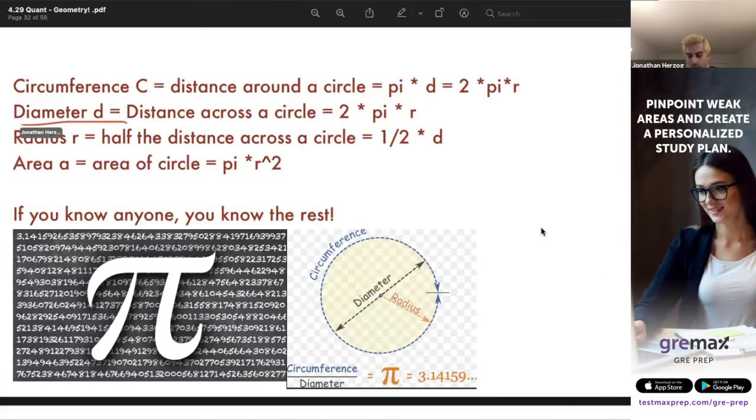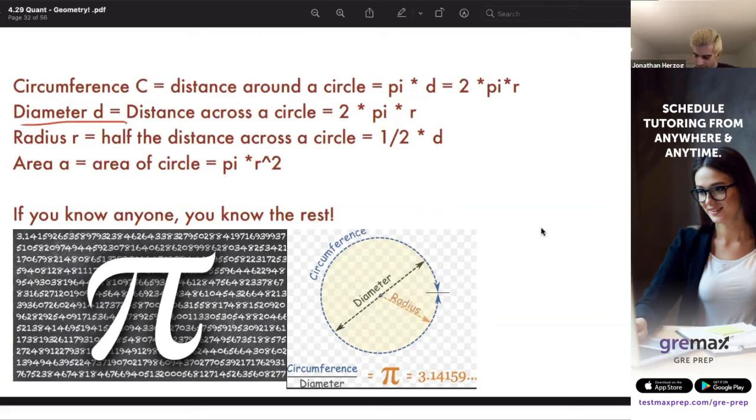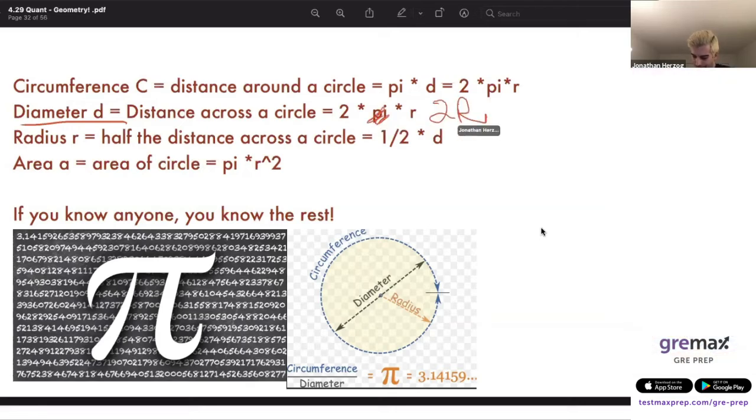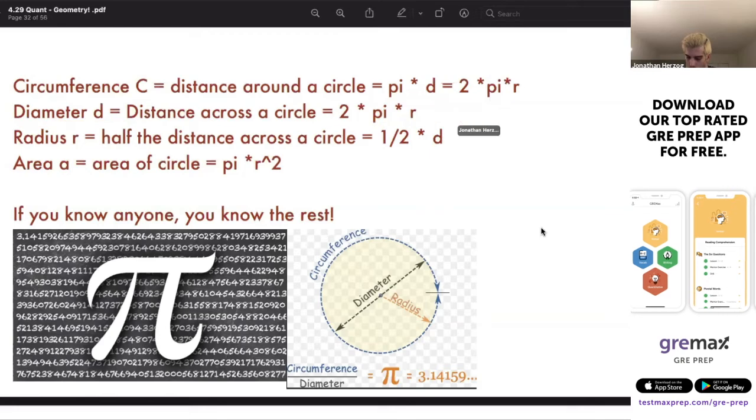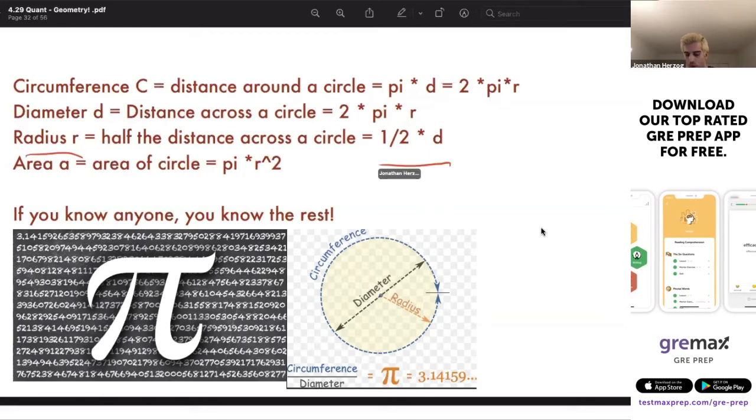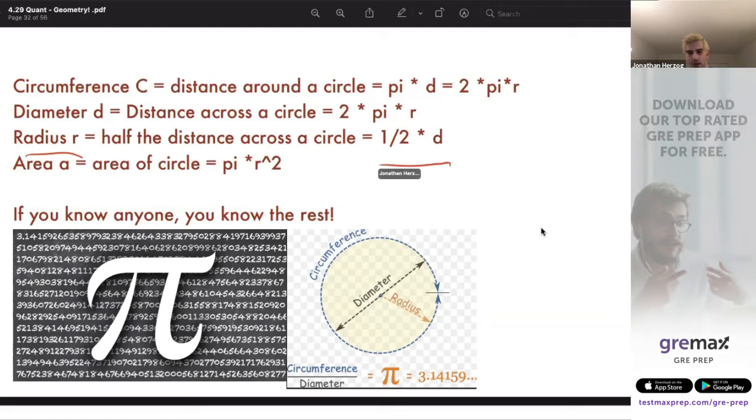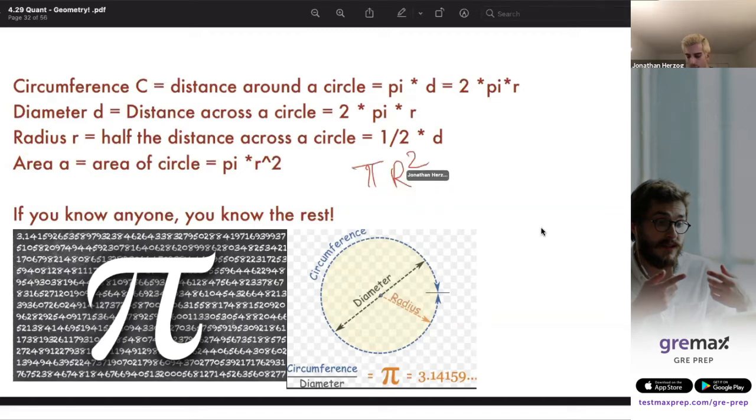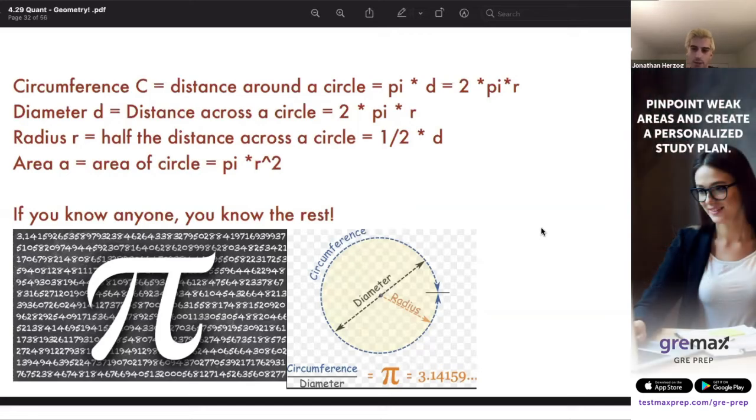Recall that diameter d, the distance across the circle, the chord that goes through the center point, is 2r. Radius r, half the distance across the circle, 1/2 d. Again, we're just having dexterity in relating the diameter and the radius and the area of the circle. The very famous pi r squared. You know the radius, you know the rest.